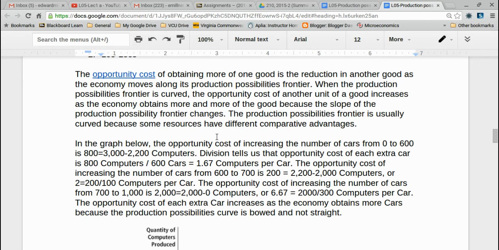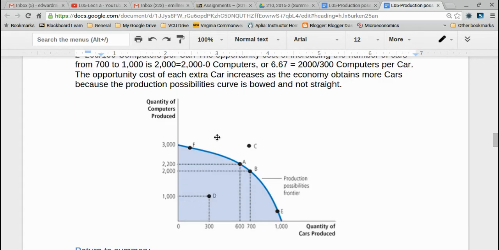Let's use the graph below to illustrate these concepts. This curve shows that the economy can produce 3,000 computers and 0 cars, or 2,200 computers and 600 cars, or 2,000 computers and 700 cars, or 1,000 cars and 0 computers. Let's look at the opportunity cost of getting additional cars as we start at the very top left point on the curve and move to the bottom right corner of the curve.